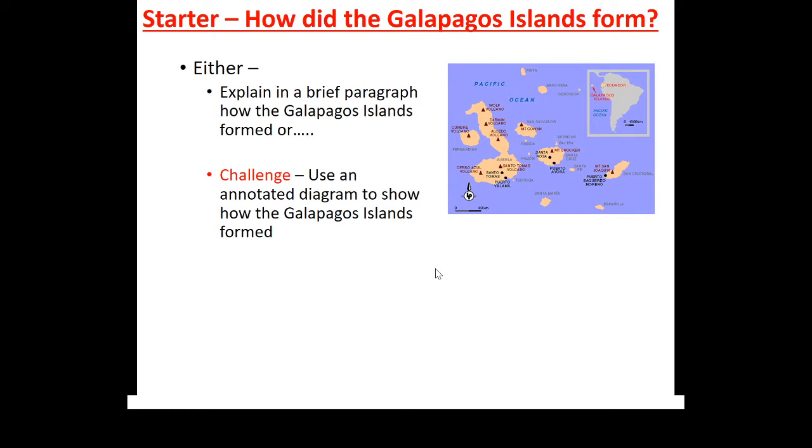Hello and welcome to this week's lesson on the Galapagos Islands. I'm going to start with a bit of a recap on last week's learning.